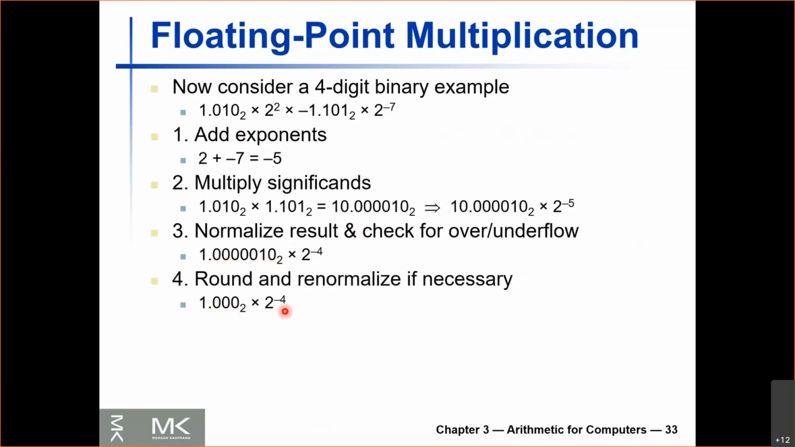Okay. And then finally, I'm going to need to determine the sign. So in this case, one input is positive, the other is negative. So my final sign is going to be negative. Okay.